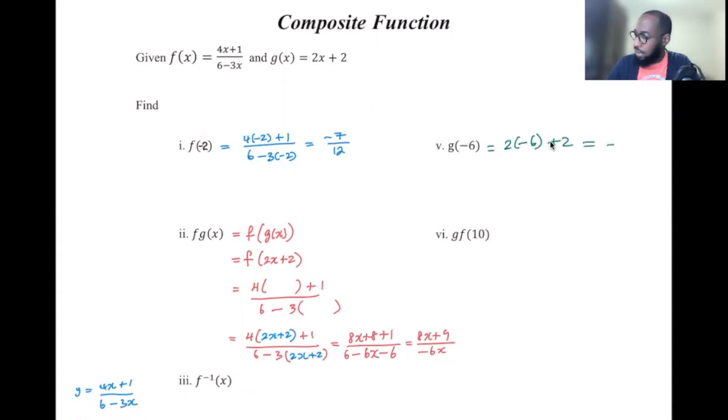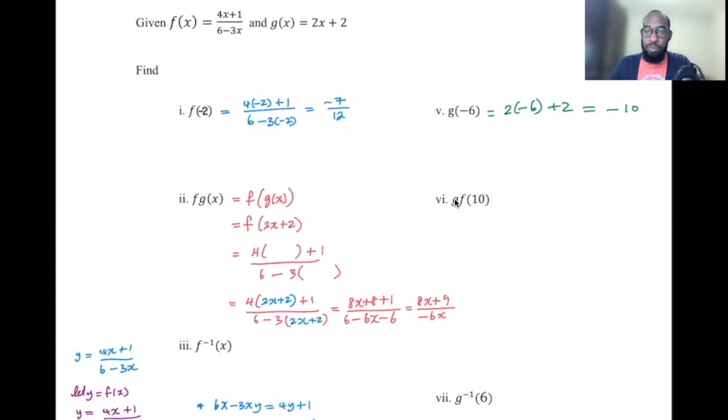-12 plus 2 is -10. That's the answer right there, right? This one now, gf of 10. Now, we are following the same steps like what we did here, right? So I'm going to pattern this and do this question, gf of 10.